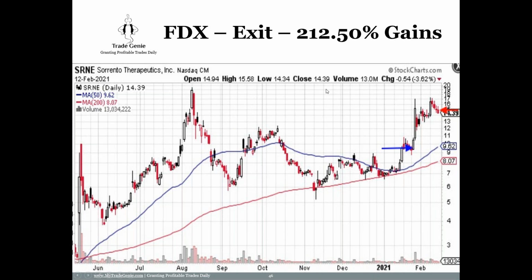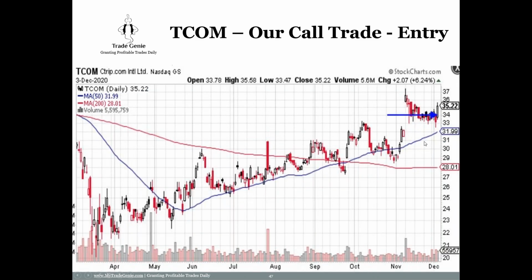So I may close my option position, but I may hold my stock position, or I close my options and hold some shares and close some shares. So it depends, right? But it did that. Here's TCOM. So TCOM, I think we got trapped for a while. So we entered it on 3rd of December.